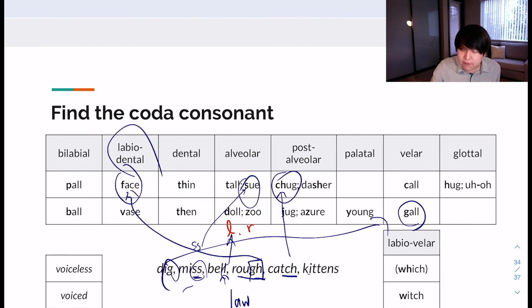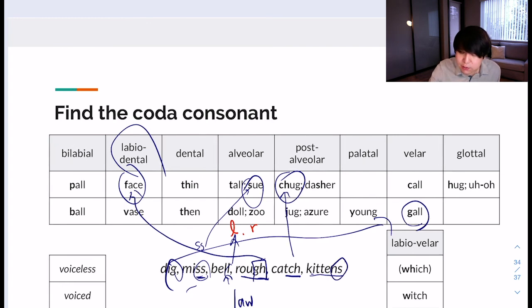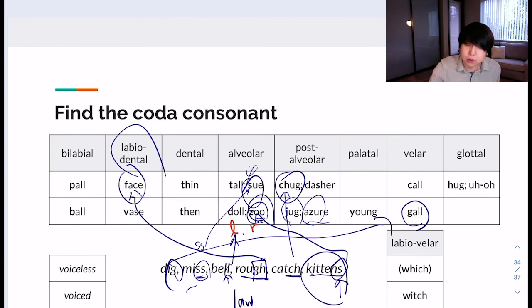And then the final word, kittens. Kittens, it's not kittens with an s, so z, this is a voiced consonant. It ends with the sound that is the same as z in zoo. It's not j, it's not s, it's not a voiceless consonant, so it's kitten z. So the final consonant of the word kittens is z, which is voiced and alveolar.